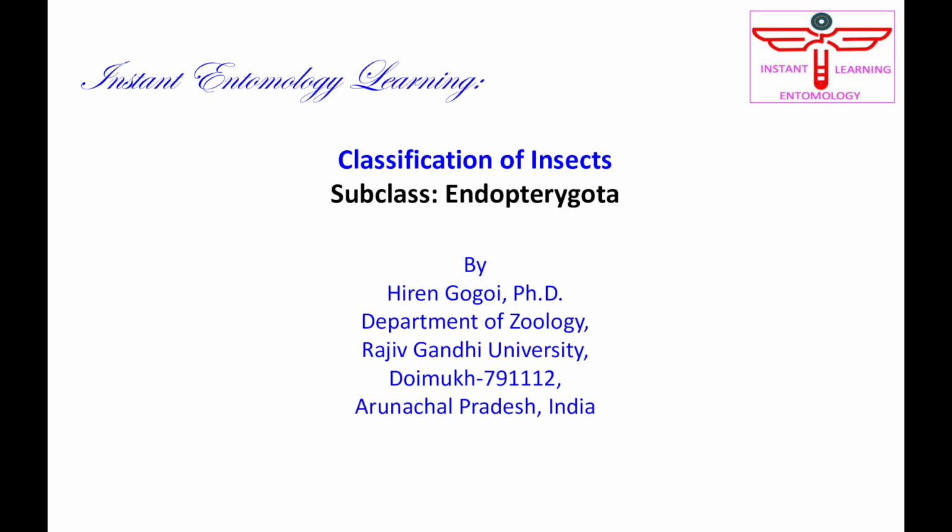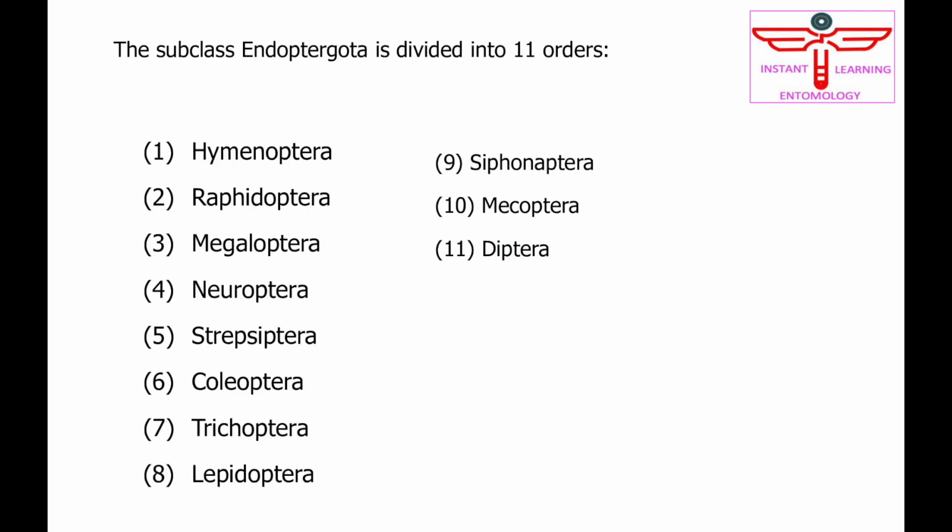Instant entomology learning. Classification of insects. Subclass, Endopterygota. The subclass Endopterygota is divided into 11 orders. Hymenoptera, Rhapidoptera, Megaloptera, Neuroptera, Strepsiptera, Coleoptera, Trichoptera, Lepidoptera, Siphonaptera, Mycoptera, Diptera.